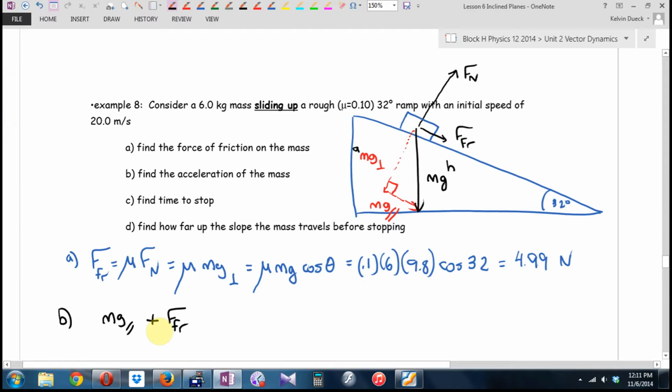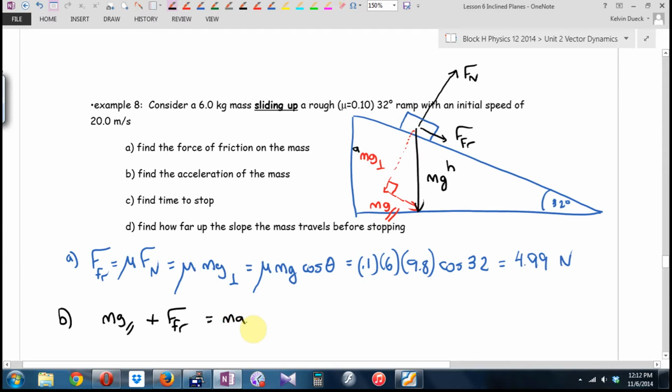No one. And by the way, that's why when I did the little demo here, it slows down so quickly going up the ramp, because two forces are slowing it down. Gravity is slowing it down, and friction is slowing it down. Equals what? MA.